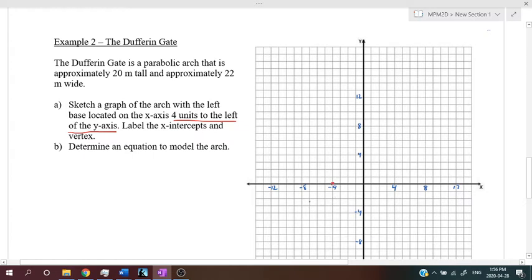The other base has got to be 22 meters away. So if this is the left base, then the other one should be 22 meters to the right, right? So if this is at -4, how far is it from -4 to 22 away? That's going to be 22 subtract 4, which is 18. Well, this scale isn't going to work for me. I need to count up by 2s. Oh shoot. Okay. Let me fix that.